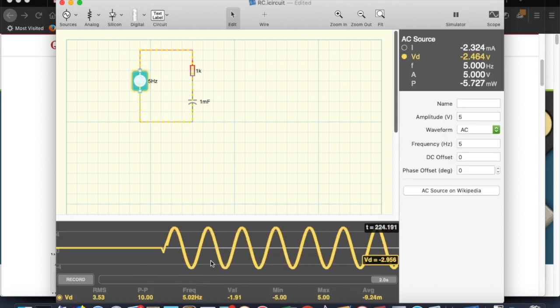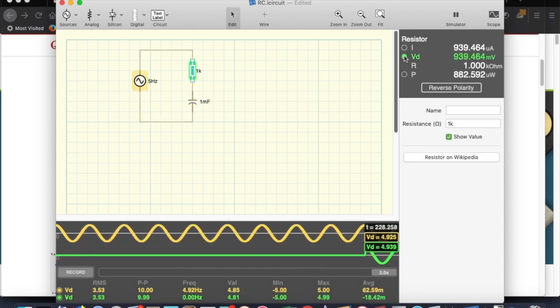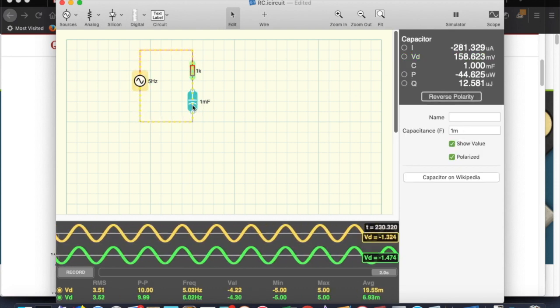So if we want to look at what this looks like, here's the voltage on the scope here, coming in. Here's the voltage across the resistor, and here's the voltage across the capacitor.